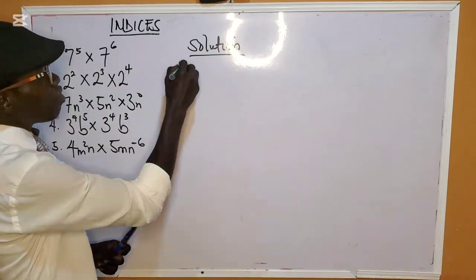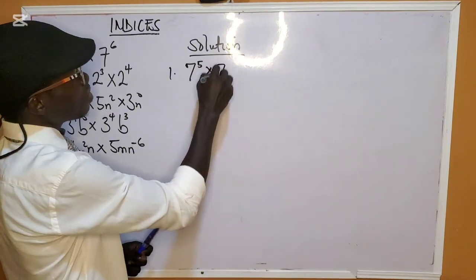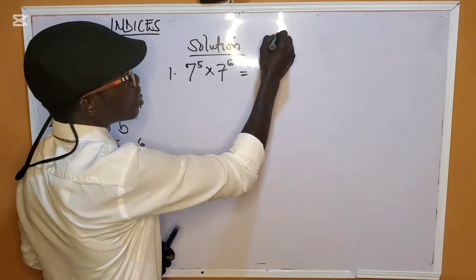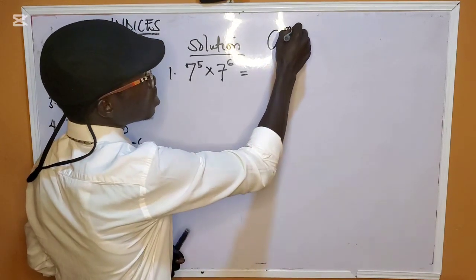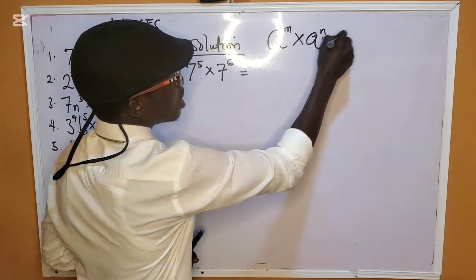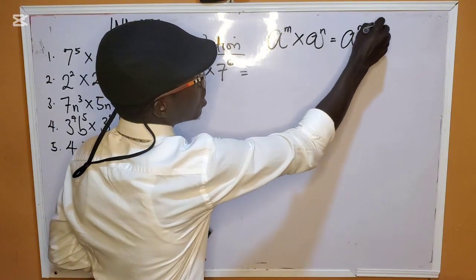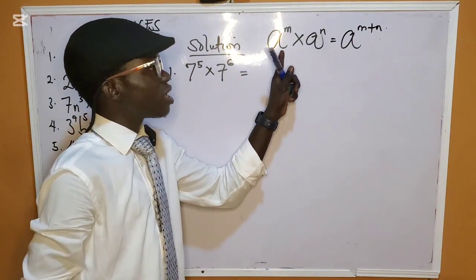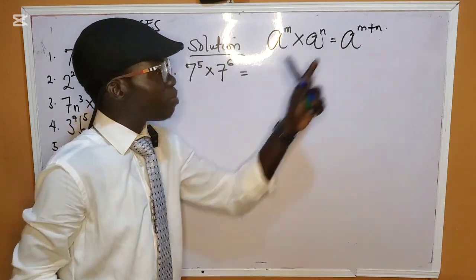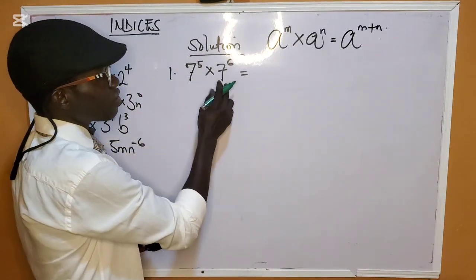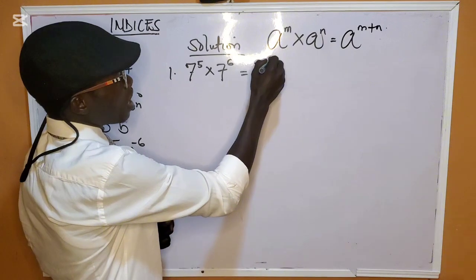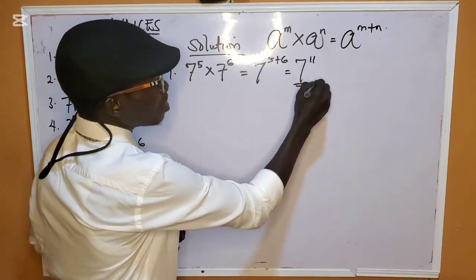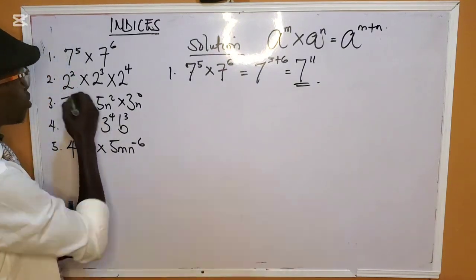I have 7 raised to the power of 5 multiplied by 7 raised to the power of 6. That is equal to, the law states that whenever we have the same base, we add the powers. That's a raised to the power m plus n. This is just to serve as a reminder that the multiplication rule states that whenever we have the same base, we add up the powers. Now we have the same base, 7, 7. We take one of the 7s, 5 plus 6, and that is 7 raised to the power of 11. Very simple.